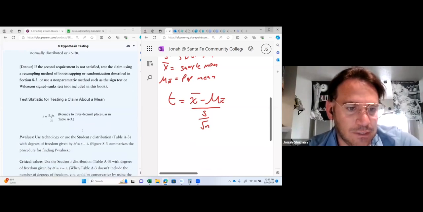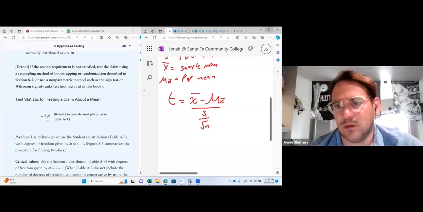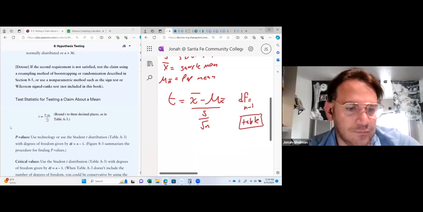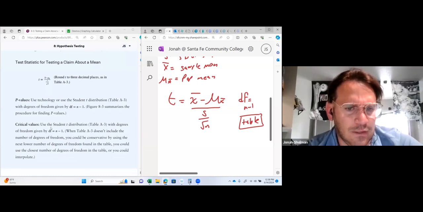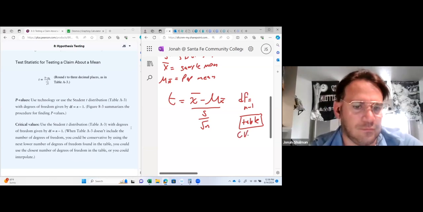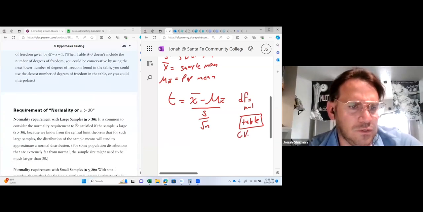We're going to route it to three places. Use technology or use the t-distribution with degrees of freedom. Remember, when I went over the last video, the degrees of freedom is n-1, and that's if we want to use the table. I'm assuming everybody's probably just going to use technology. And then we can do the critical values, which is also through the degrees of freedom. Okay, so normality with large samples, that is 30.